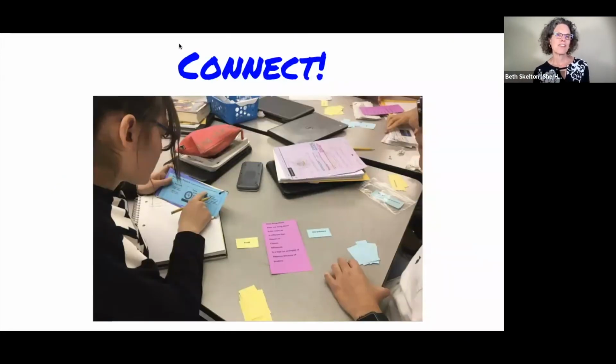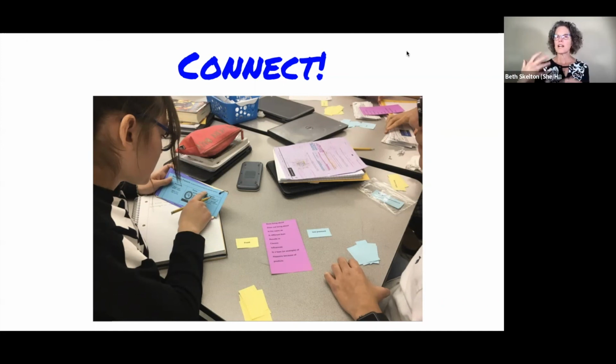And then my other favorite one is called Connect. I built this one based on that old-fashioned game that we used to play with cards called War, where you both flip over a card and the higher card wins. So in this one, each student has their own set of vocab cards that you've already learned and practiced. They both flip one over at the same time, and they have to find a connection between the words.